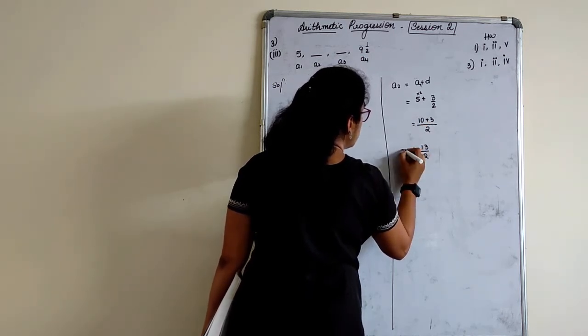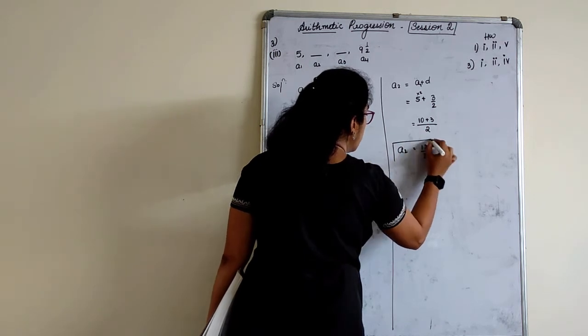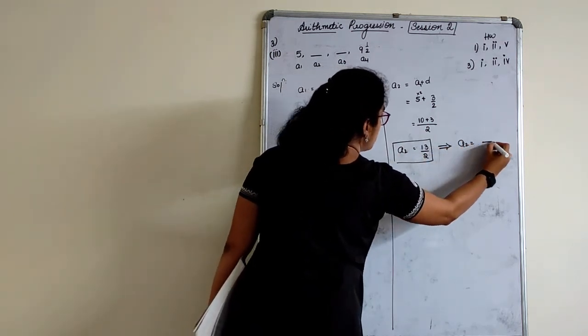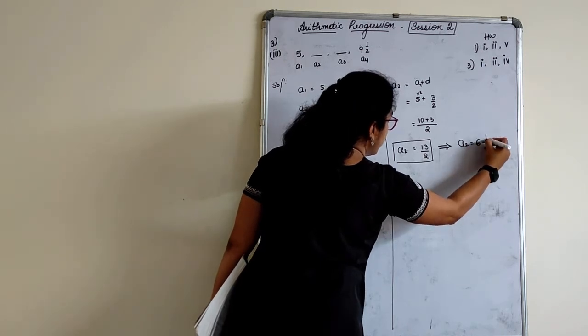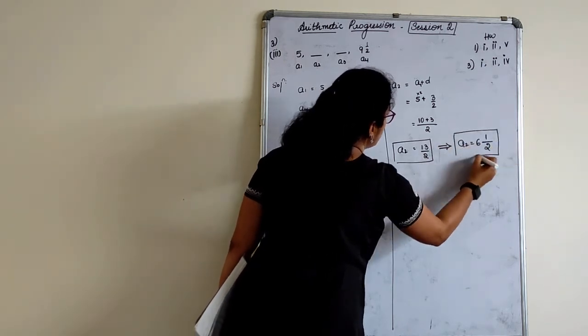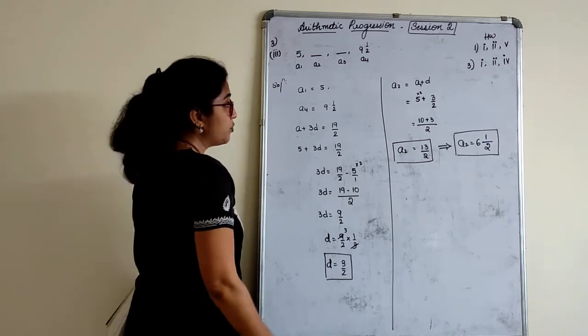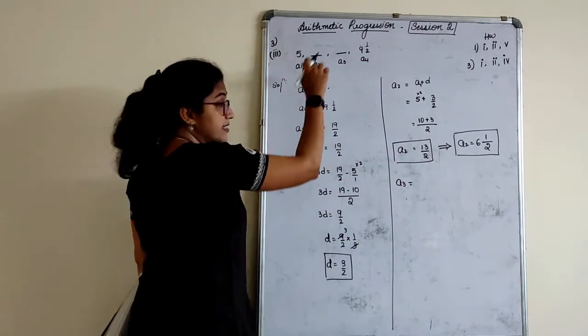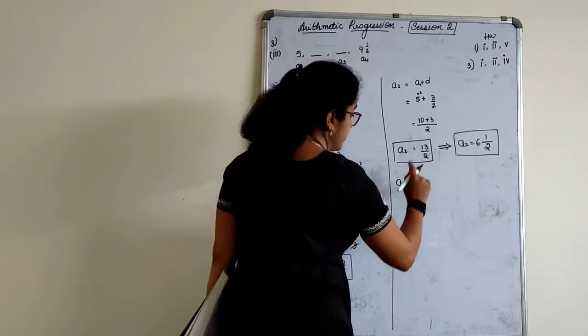13 by 2. That is A2. It can also be written as, children, A2 is equal to 2 6 are 12 1. Since they have given the question in terms of a mixed fraction, so when I try to write it. Okay, A3 is, then you have to fill in the blanks here after writing that or highlight it here.